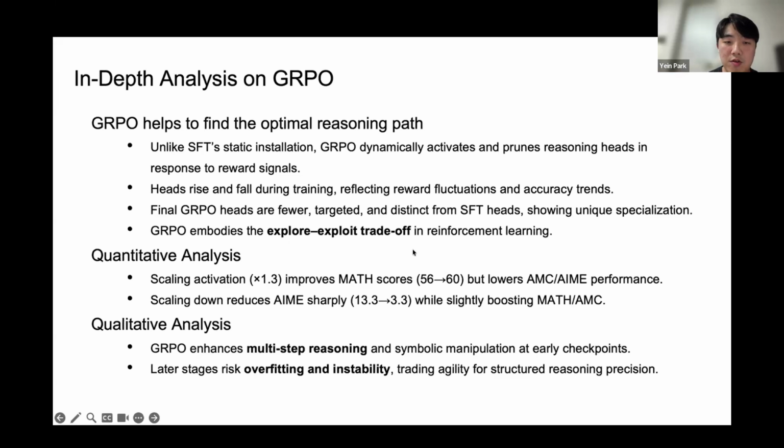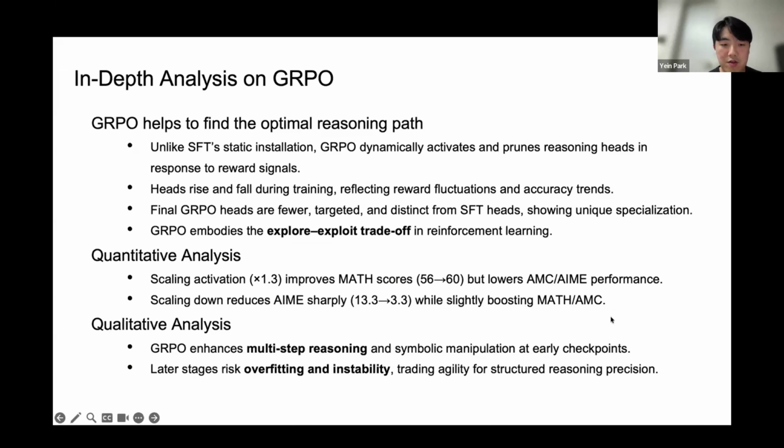And heads rise and fall during training, and it reflects reward fluctuations and accuracy trends. And the final GRPO heads are fewer, targeted, and distinct from SFT heads. They embody some explore and exploit trade-off. And quantitative analysis shows that scaling activation, like scaling of 1.3, improves math scores, but lowers AMC and AIME performance, which is similar to the SFT trade-off. And scaling down reduces AIME sharply, while slightly boosting some math and AMC.